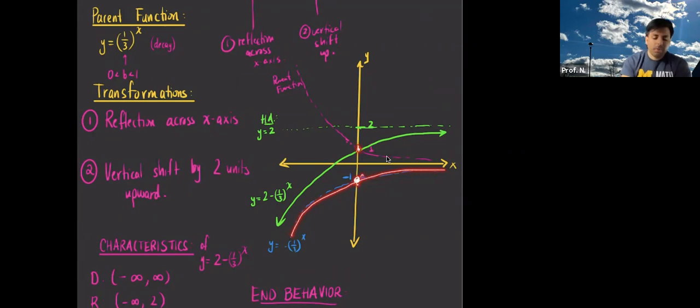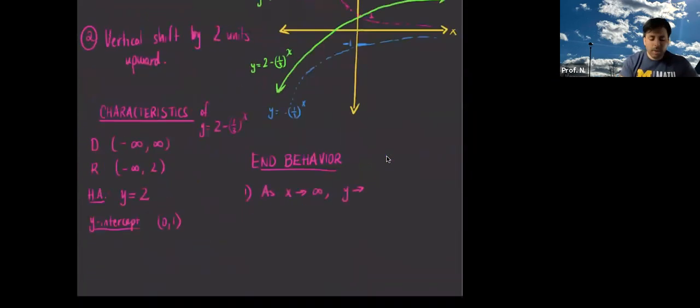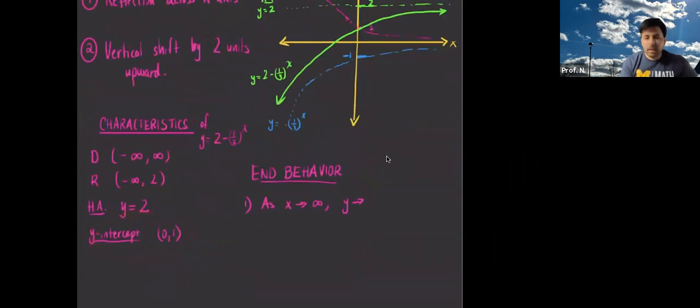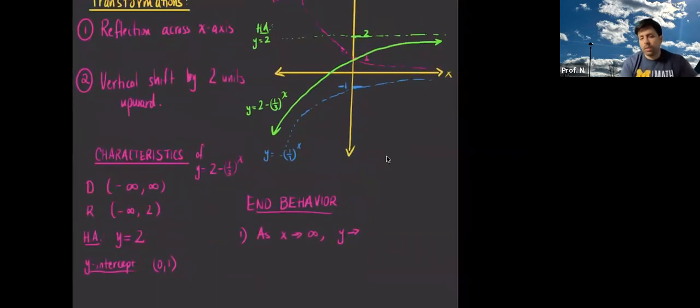And then after this command, it tells me to shift it up by 2 units. If I shift up by 2 units, I'm moving all the y values up by 2 units. So if my y-intercept at this point was 0, comma -1, I move 2 units upward, and I get 1. And I move everything up by 2. Even my horizontal asymptote is moved up by 2. So that's why my y-intercept is 0, comma 1 again. My horizontal asymptote is y equals 2. And my range is -infinity to 2, excluding 2.